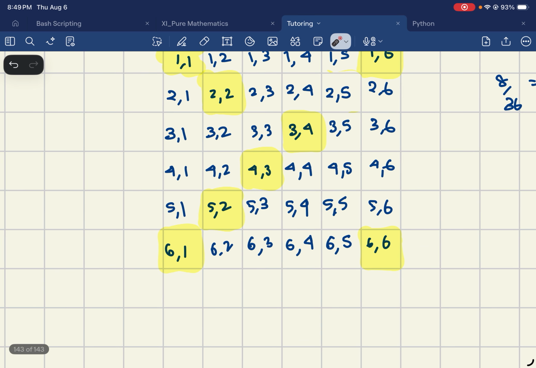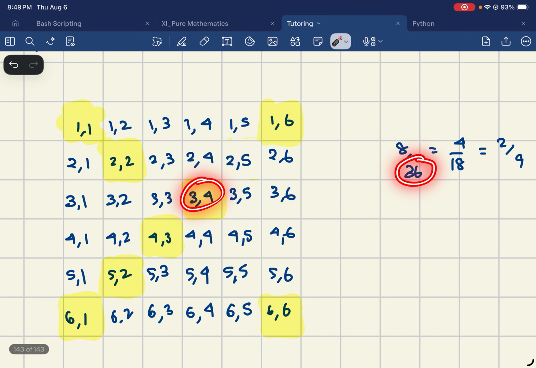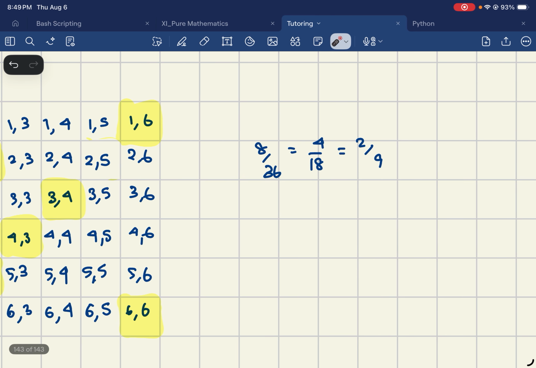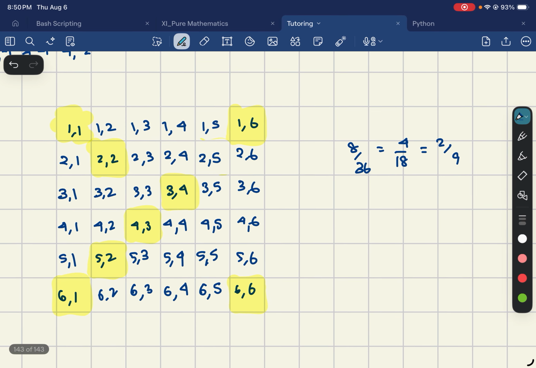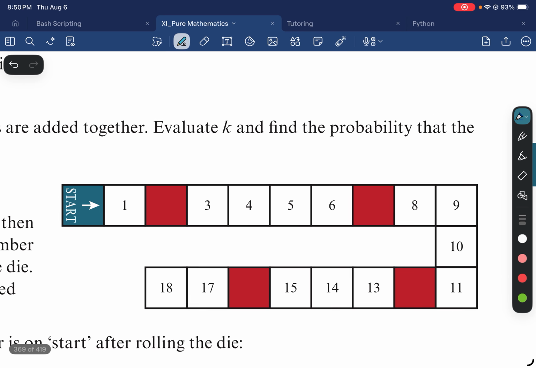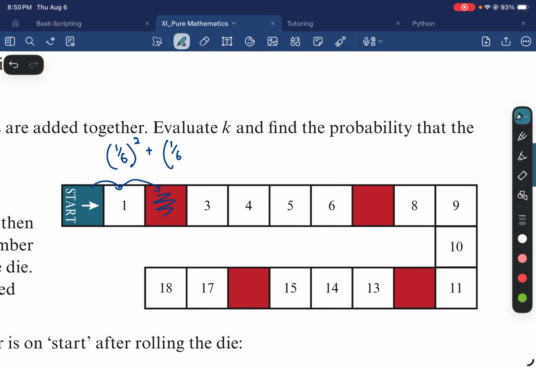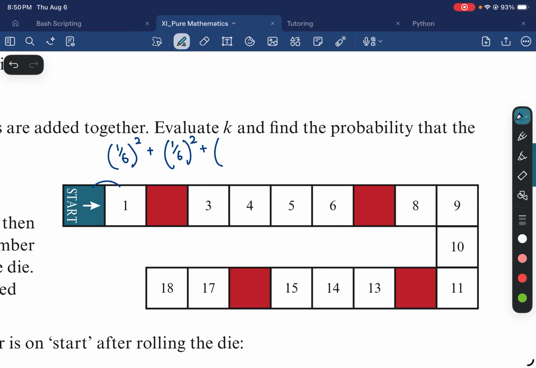So you have 36 possibilities. And out of 36, you have 1, 2, 3, 4, 5, 6, 7, 8 favorable outcomes. So that is why we got 8 over 36. And the other way of thinking that I used to solve the question was, how many ways can I get to this square? Well, there are two ways. Either I roll 1 and a 1, which has the probability of this. Either I roll 2 and a 2, which has a probability of this. Either I roll 6 and a 6 to get here, which has a probability of 1 over 6 squared.